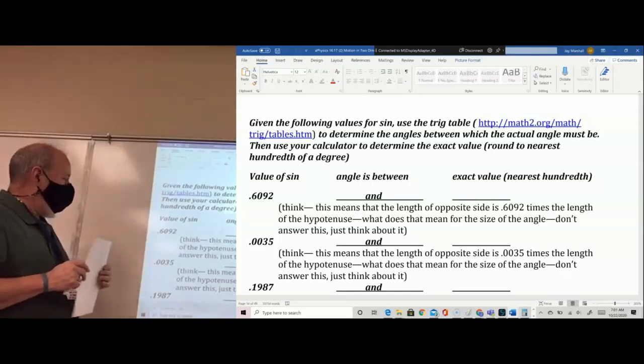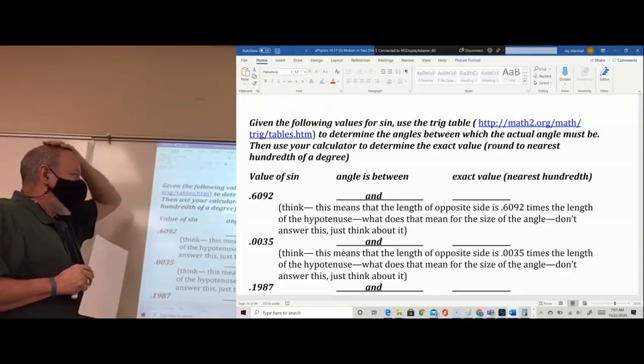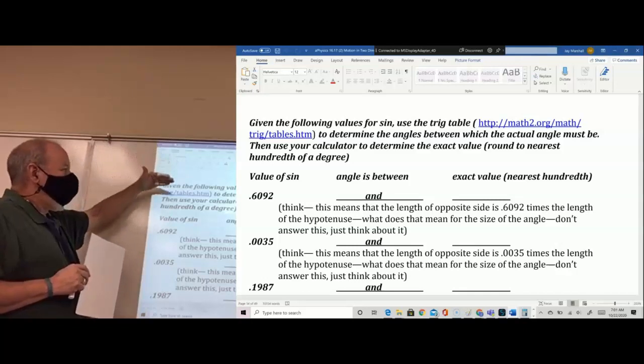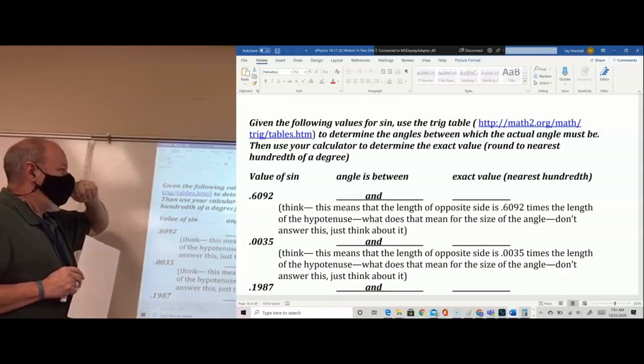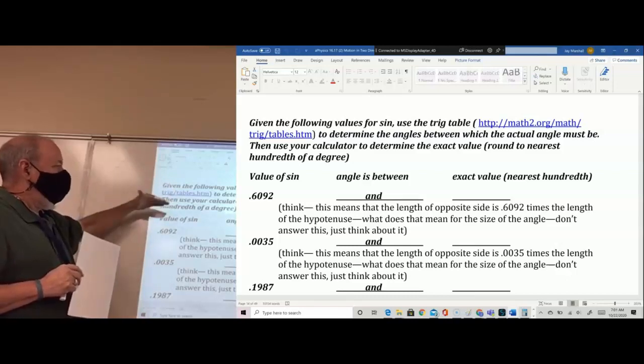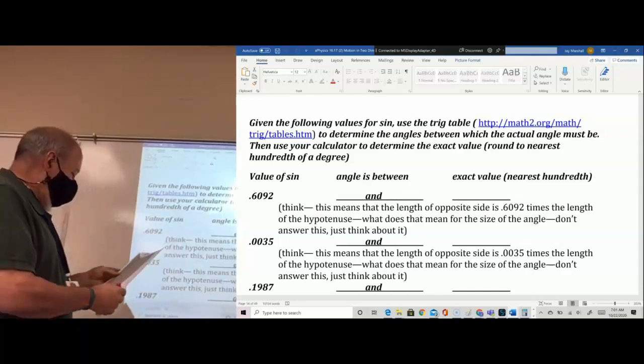And so what I want you to do in this part, give the following value for sine. So these are the values for sine. Use the trig table to determine the angles between which the actual angle must be. Then use your calculator to determine the exact value and round to the nearest hundredth. And let's just do one to get you going here.